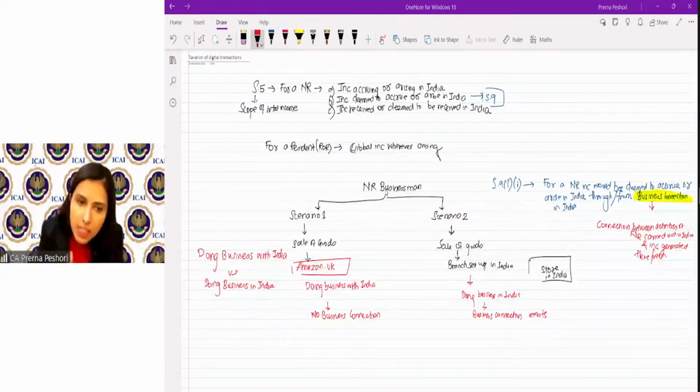So he will be taxed in India on the income accruing or arising or deemed to accrue or arise in India. At the same time, he is a resident of some other country, so he will also be taxed in his resident country. So on the same income, he will be taxed twice. Once in India and second time in his resident country. So in order to avoid double taxation, the double tax avoidance agreements are entered by India with several nations.